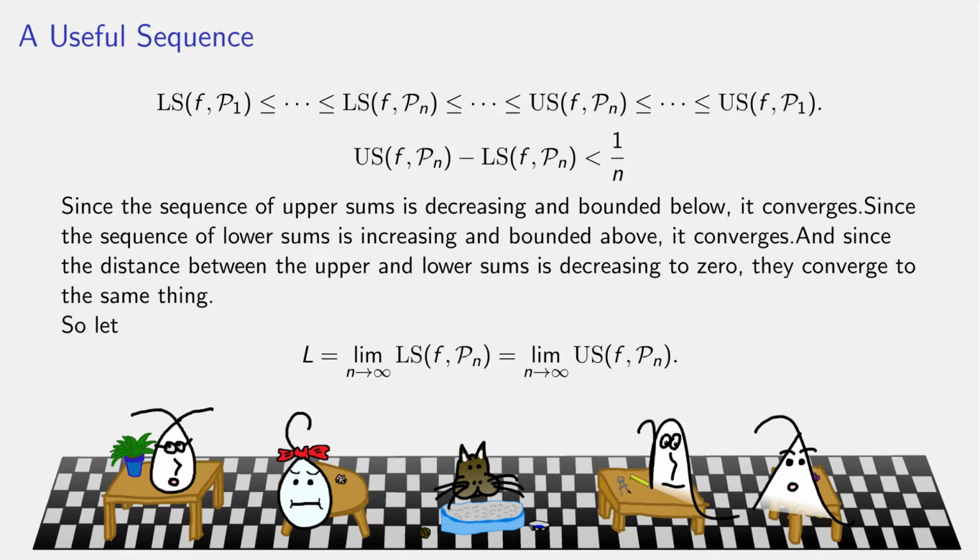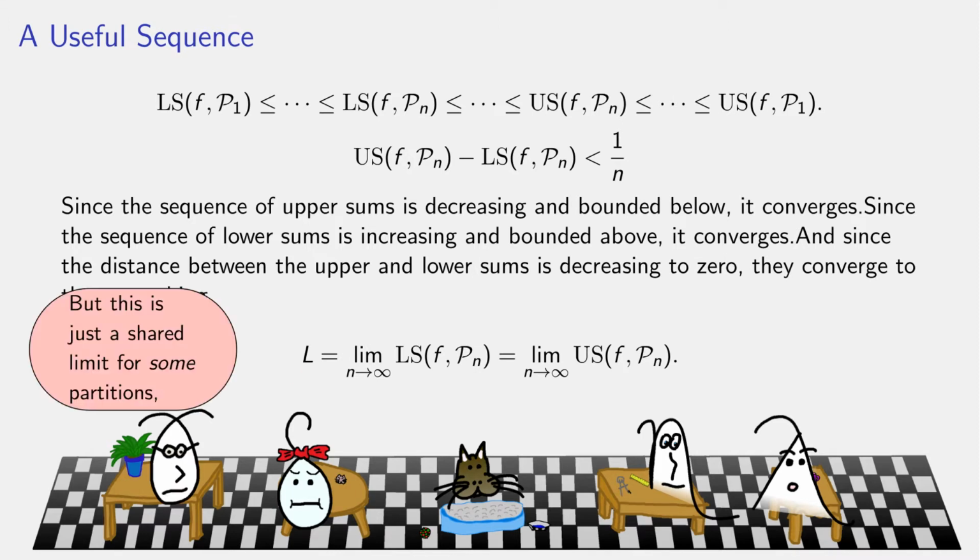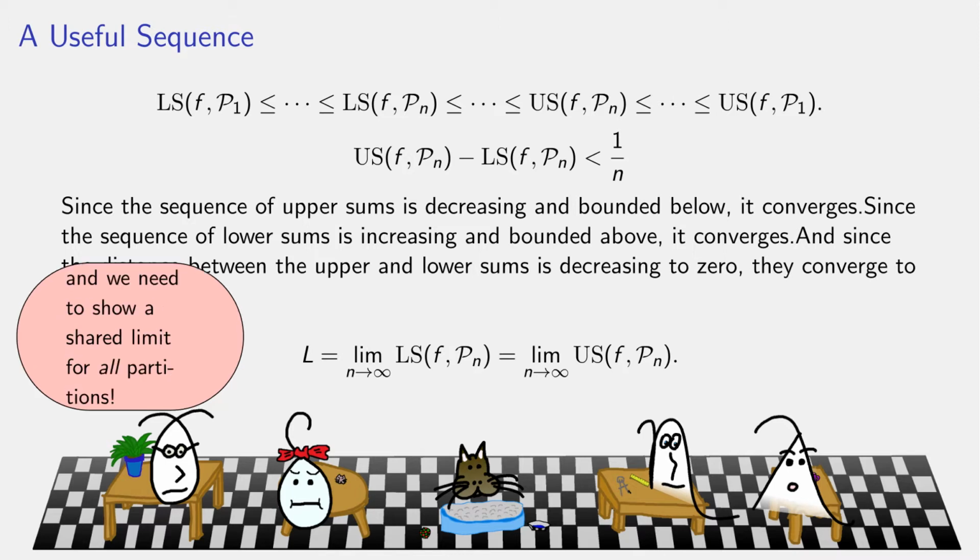We just know that we have made a particular sequence of partitions whose lower sums and upper sums have the same limit. We now need to show that for sufficiently fine partitions, even if they're not drawn from this sequence, the upper sums and lower sums are arbitrarily close to L, and that's a big task. Right, we've just made a shared limit for some partitions. Now we need to start working on any partition of sufficiently small diameter.